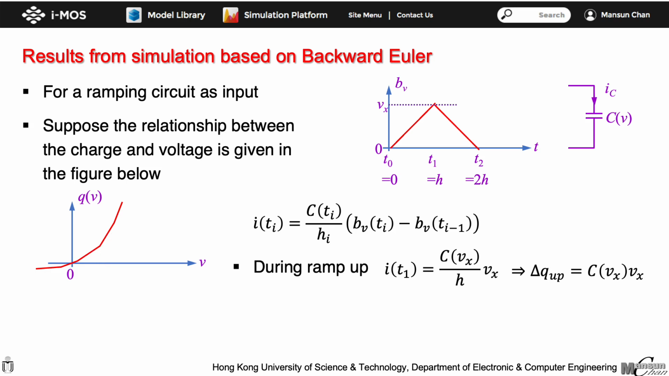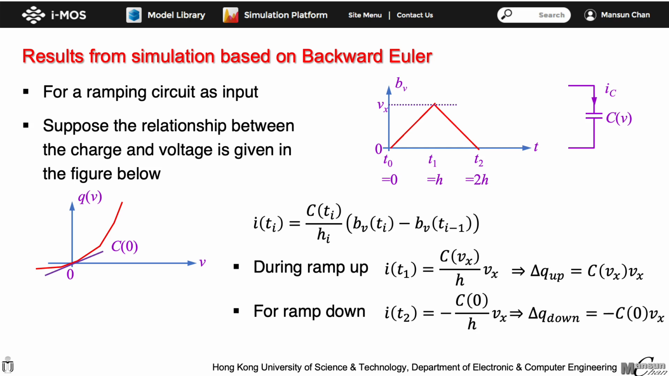To calculate the current at time t2 after ramp down, we use the same Backward-Euler equation. But now, we use the capacitance at time t2, which is the capacitance when the voltage across it is 0. It is given by the slope of the graph at V equal to 0 as indicated here. Therefore, the current in the ramp down process is given by the capacitance at 0 volt divided by h and multiplied by minus Vx. As a result, the charge accumulation during ramp down is given by negative C0 times Vx.